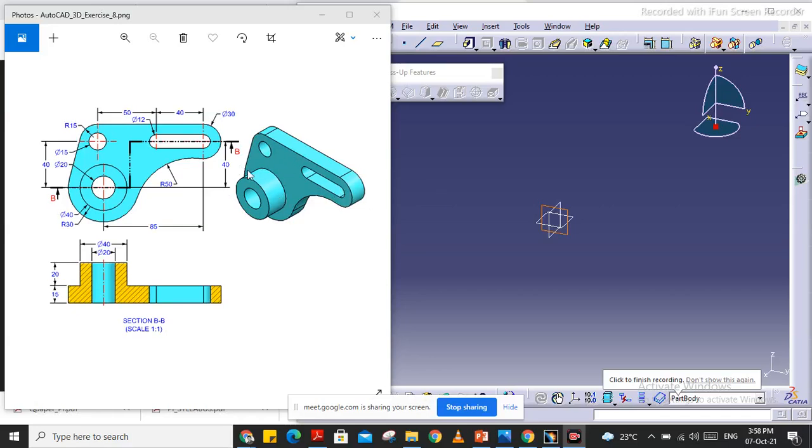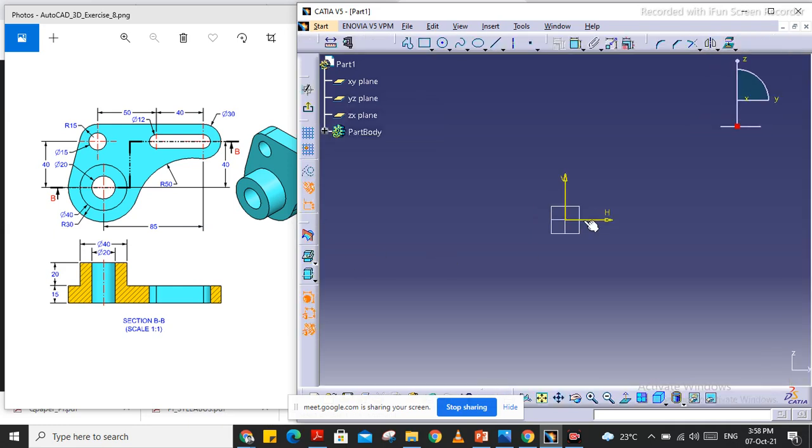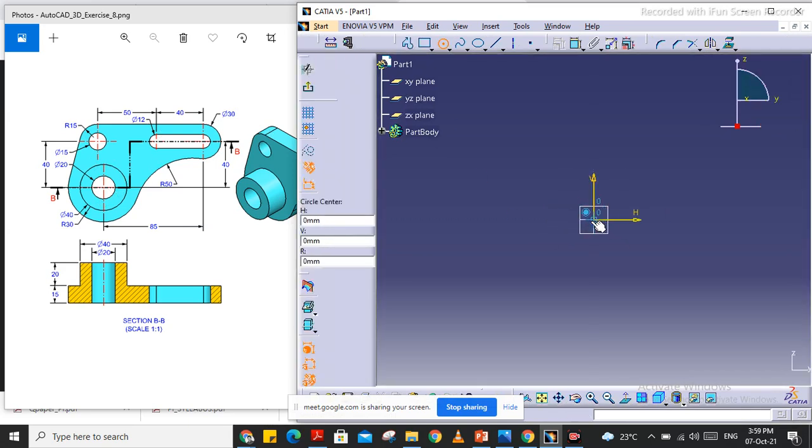To create this component today, I have selected this one. Go to sketcher, because the orientation is on the yz axis, so I will first draw these things. Firstly, I will draw the circle.